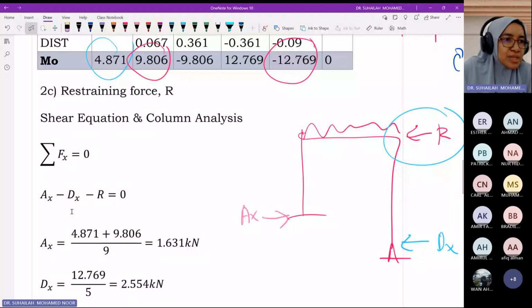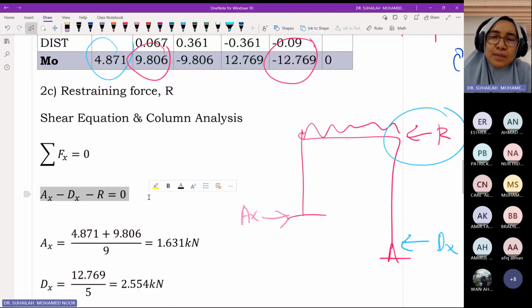So bila dapat this equation, kena always remember kita punya objektif. So goal kita untuk calculate nilai R. Okay, so to calculate R, we have to calculate AX and DX first. So AX and DX kita dapat daripada mana? Okay, so itu yang wujud kat sini pula, column analysis.